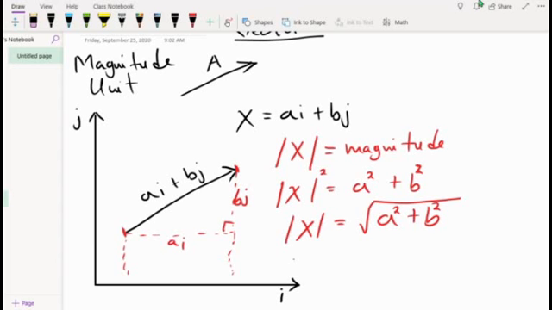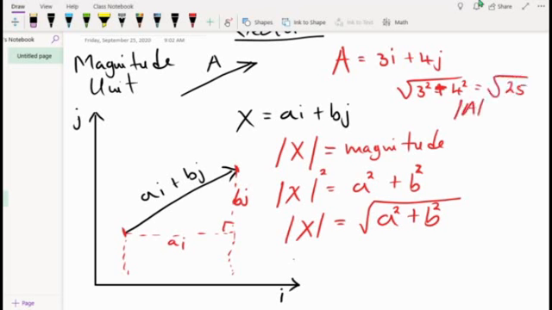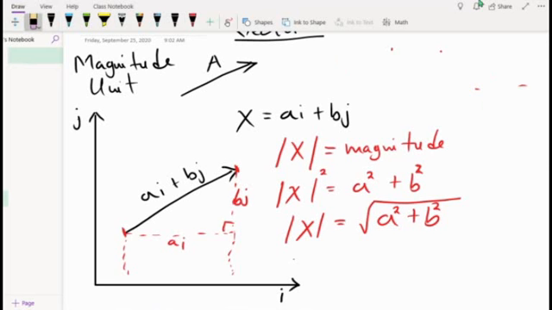If we are to find the magnitude of, let's say, our vector A equal to 3i plus 4j, the magnitude will simply be equal to the square root of 3 squared plus 4 squared. That is equal to the square root of 25. So the magnitude of A is equal to 5. That is the length of the arrow when you indicate it on the xy plane.